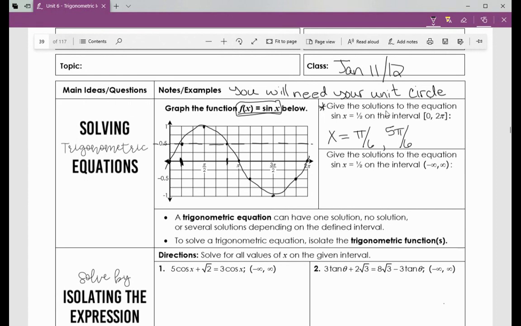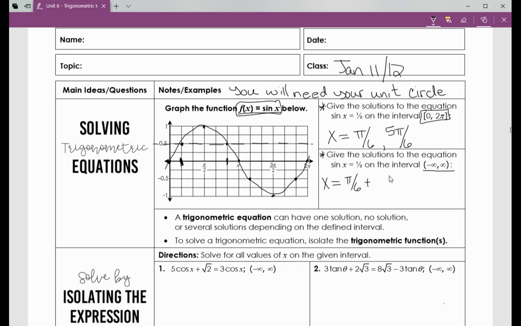Now, the difference between this example and this example is it says give the solutions for all answers. So when it does not limit you to one trip around your unit circle, we are going to list both of these answers from the previous problem, but we're also going to add 2n pi, because that means if I'm at pi over 6 on the unit circle and I go around 360 degrees, I still end up here. So I can go as many times as I want in either direction, positive or negative rotations.